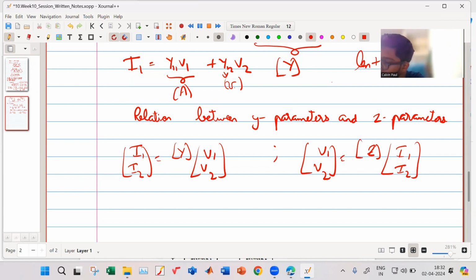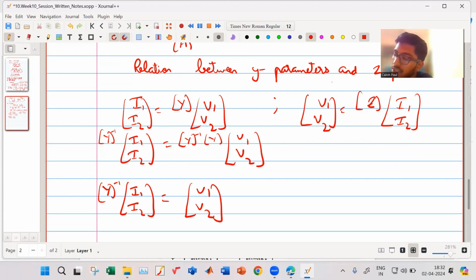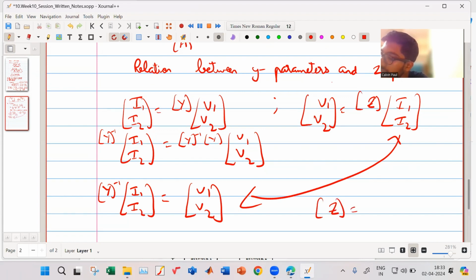So if you pre-multiply by Y inverse, Y inverse into I1, I2 is equal to Y inverse into Y into V1, V2. This you can further write as Y inverse I1, I2 is equal to V1, V2. Why? Because Y inverse Y is the identity matrix, which multiplied by V1, V2 comes out to be V1, V2. So when you compare this and this, you get that matrix Z is actually matrix Y inverse.